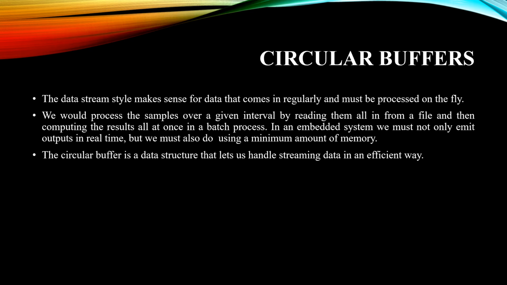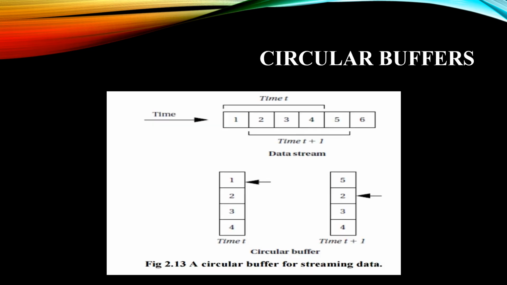The next embedded system software component is the circular buffer. So what is a circular buffer? The circular buffer is used in handling data streaming in the digital signal processor. Here is an example of the circular buffer. So what will the circular buffer actually do? Here the circular buffer stores a subset of the data stream.